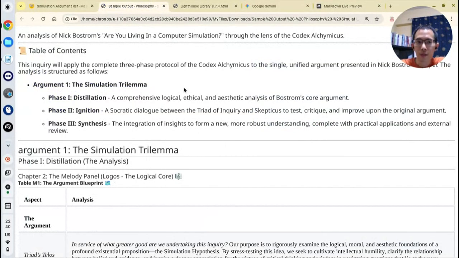So the output consists of three parts. It consists of a tabular analysis of the argument with context. Then it consists of a Socratic dialogue that critiques and improves upon the original argument. And then it consists of a synthesis that's very interesting, in which a new argument is forged that is more beautiful, more virtuous, and more necessarily true than the original argument.